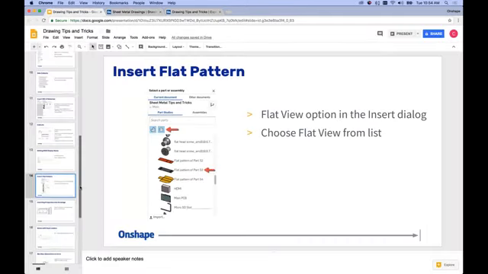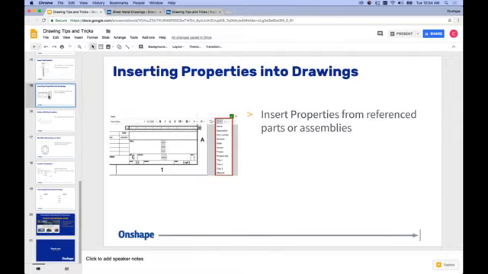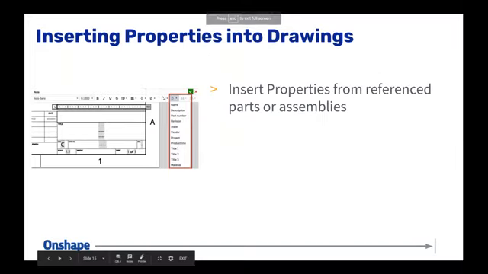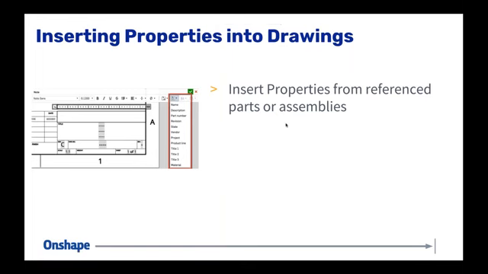That's inserting flat patterns. We have just a few minutes left and a few things left that I want to discuss. One question that's come up before is, how do we insert notes that are linked to properties? So that when I change the name or the description of the part number or whatever it is, the note parametrically updates.